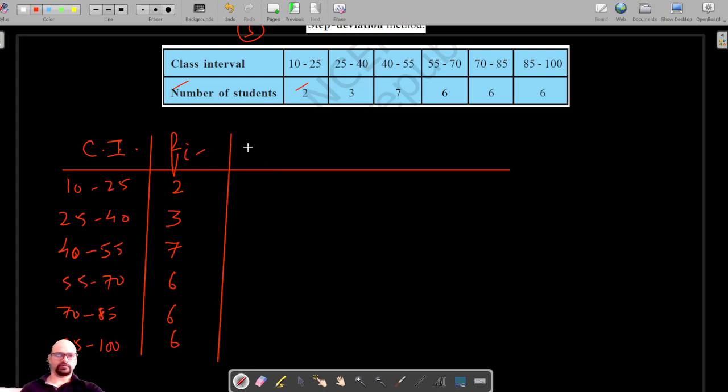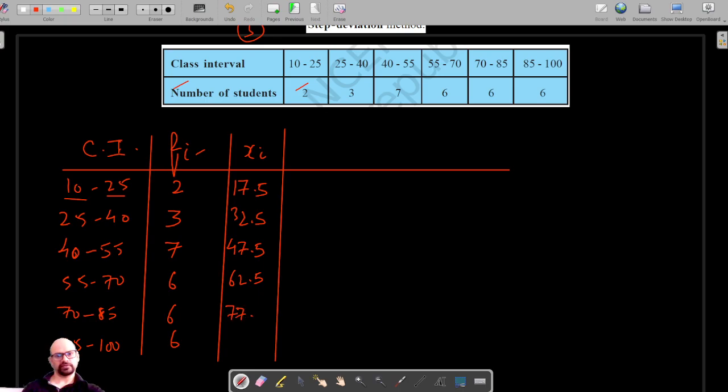Now our next step will be to find the class marks, and we have already got the class marks, which is upper limit plus lower limit divided by 2. So this is 17.5, 32.5, 47.5, 62.5, 77.5, and 92.5. Okay, so our assumed mean in this case, this will be A.